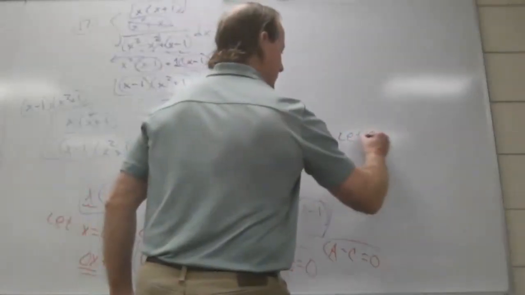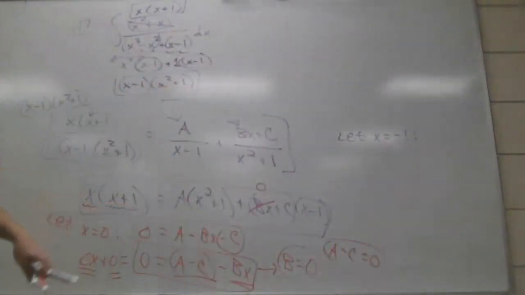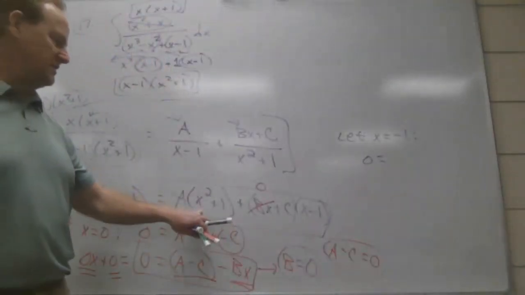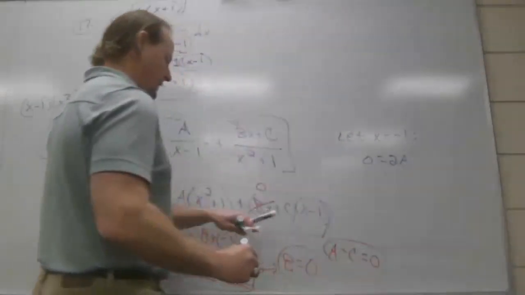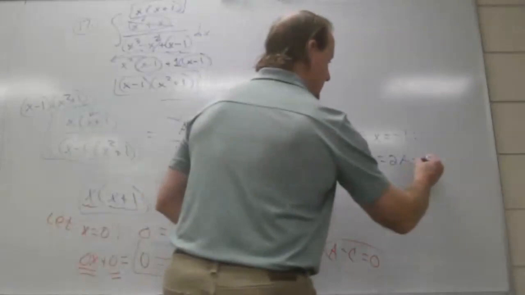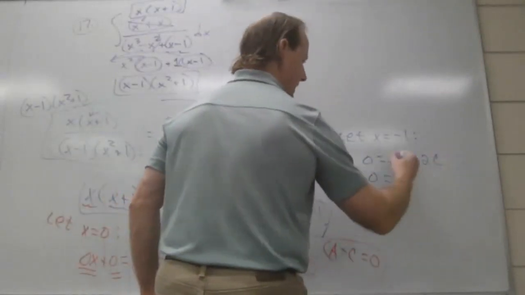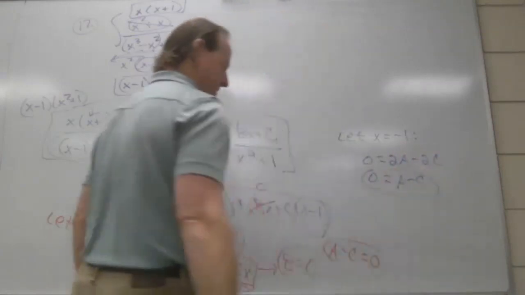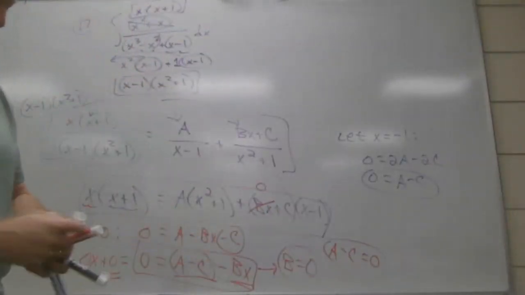So if we let x equal negative 1, what do we get? We're going to get 0 on the left, and then on the right, negative 1 squared is positive 1, plus 1 is 2. So I get 2a, and then negative 1 minus 1 is minus 2, so minus 2c. So I'm going to get 0 equals 2a minus 2c. If I divide everything by 2, I get 0 equals a minus c. That doesn't give me anything new, so that didn't really help us at all.